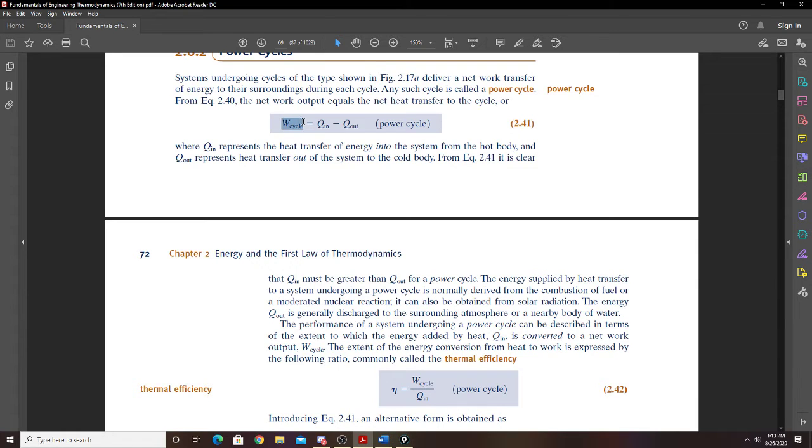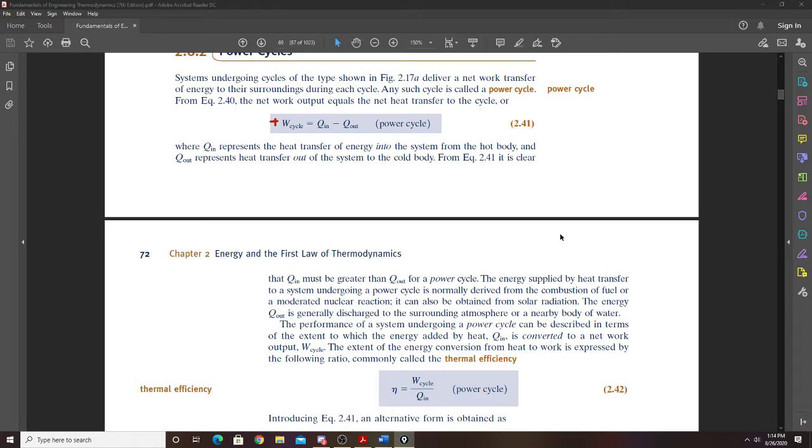Because if work is to be positive here, because remember, if work is leaving the system to your surroundings, it has to be a positive work, right? Because if it was coming into the system, it was negative. So if we just put a positive sign here, knowing that a power cycle makes power, we know that this has to be positive. If Q in was less than Q out, this would be a negative quantity, right? So essentially what that means is that this one always has to be bigger than the other one.